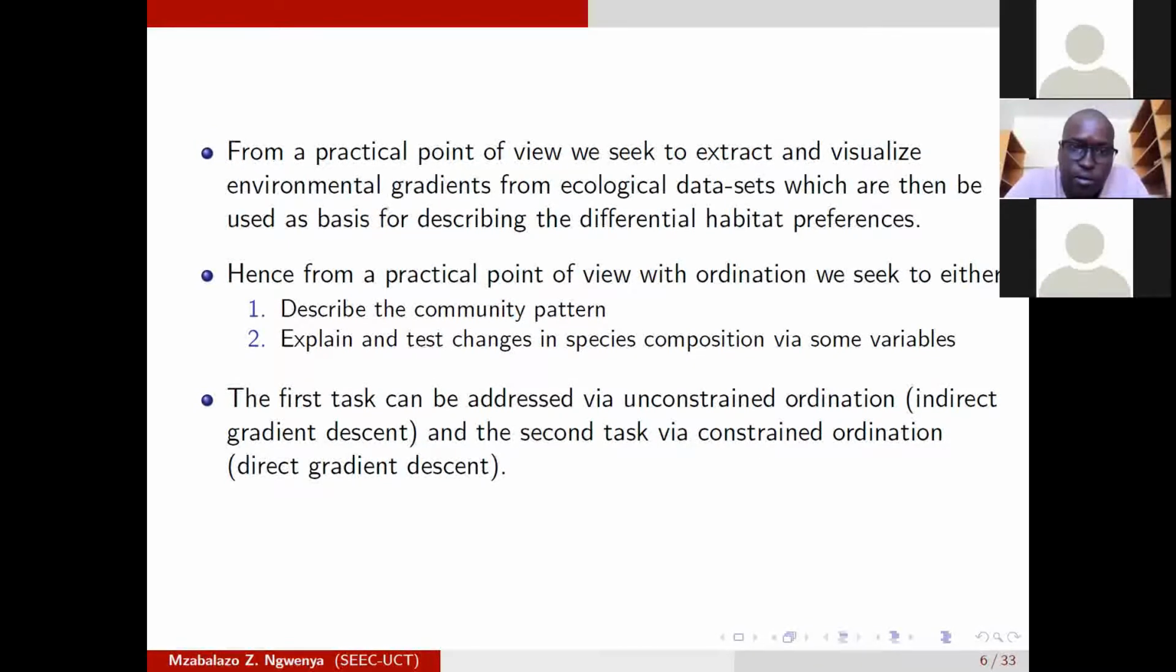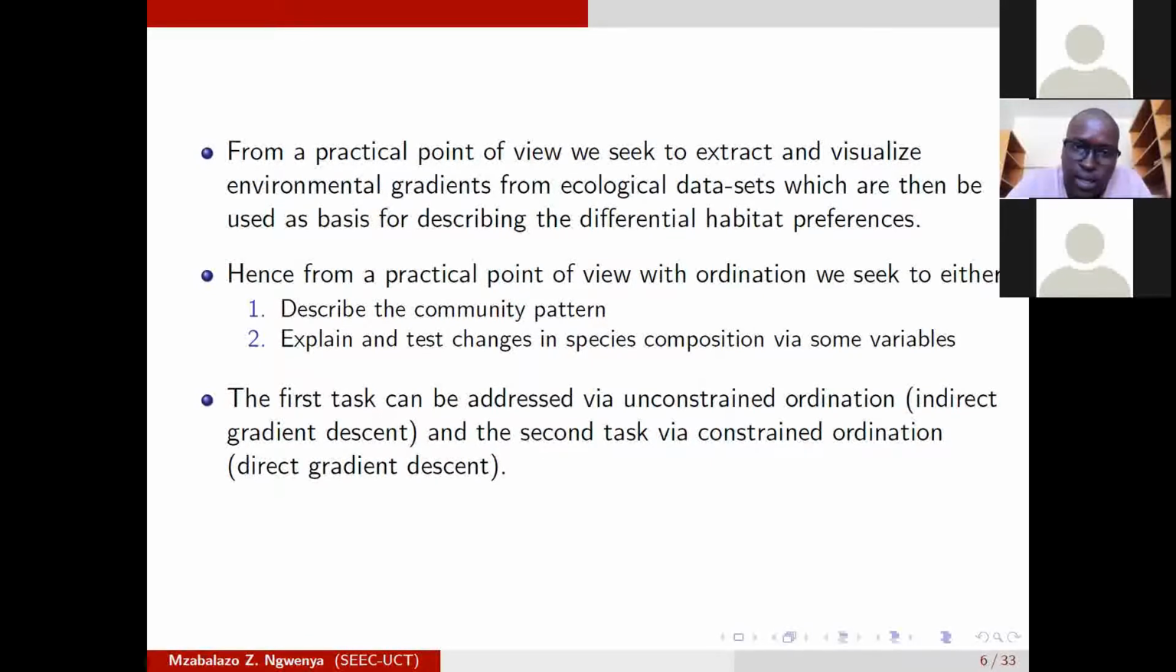So the first task, describing the community pattern, can be addressed via unconstrained ordination, also known as indirect gradient analysis. Unconstrained ordination will basically locate your points, which are your samples or your species, in your reduced dimensional space. But it doesn't give explanations, and you cannot say anything in terms of significance with regard to those patterns. So that is unconstrained ordination.